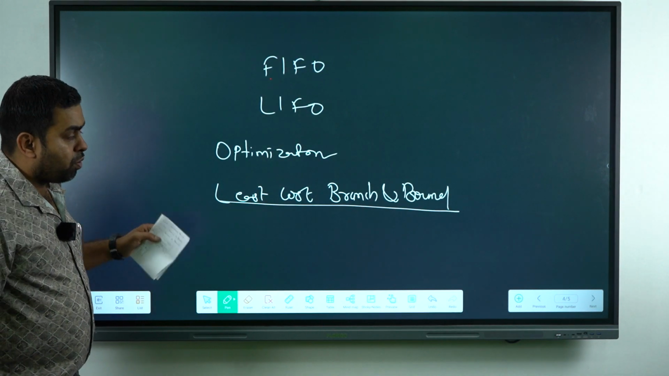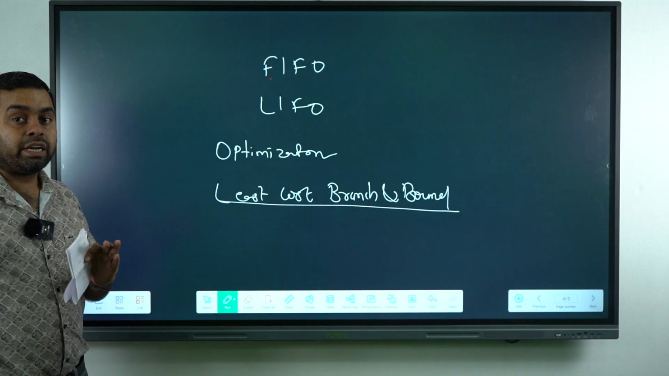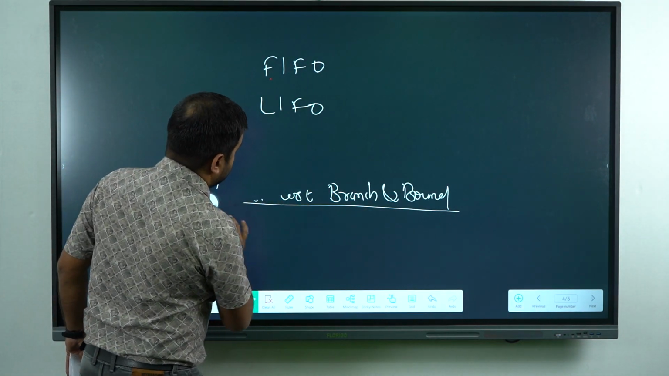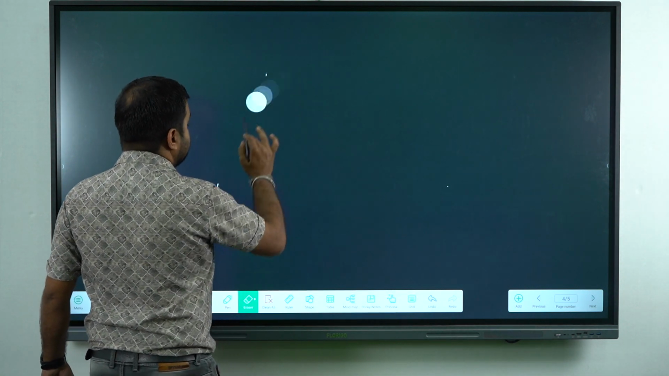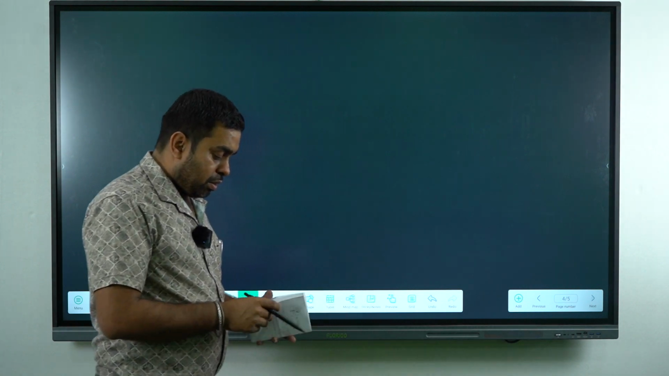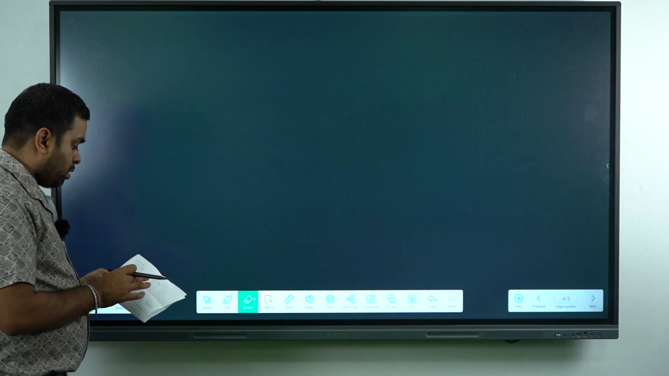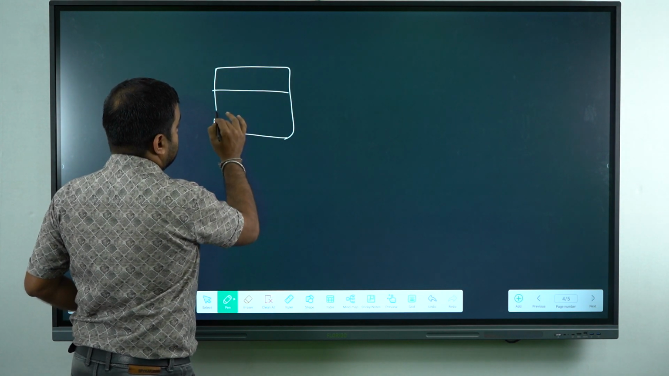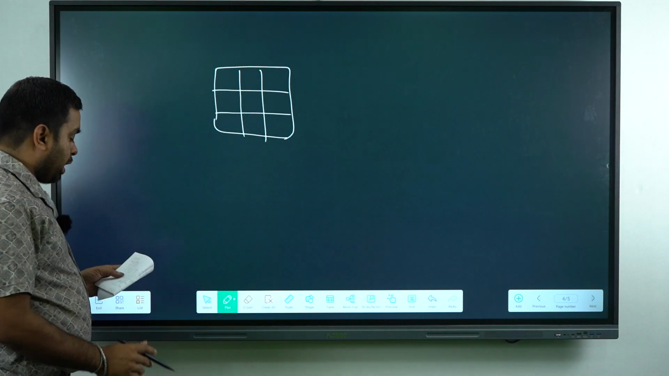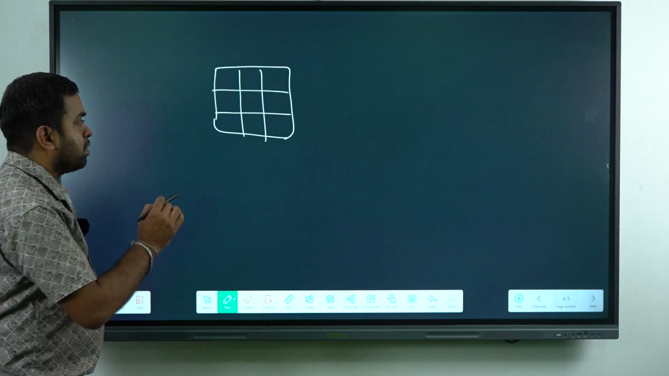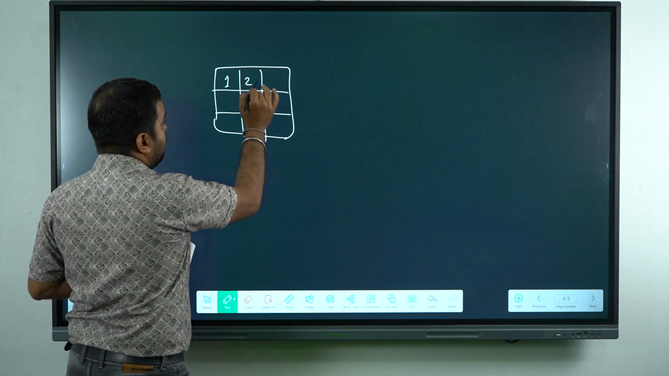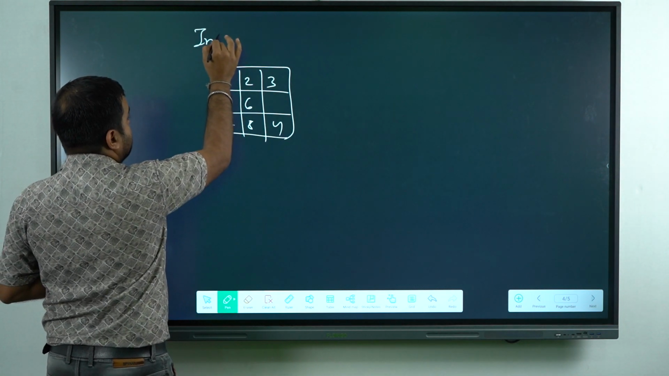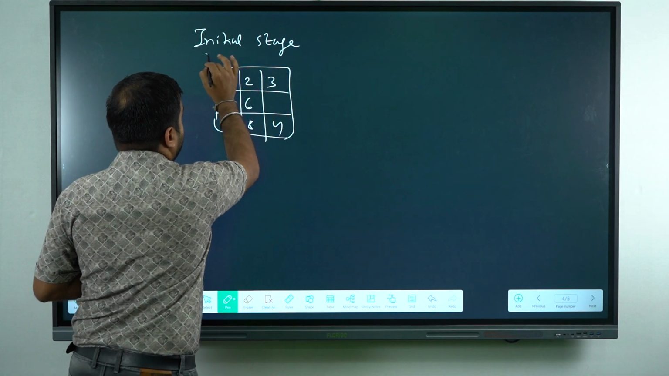Okay. So now I have to explain the least cost branch and bound using a famous example, which is the 8 puzzle example. What is the 8 puzzle? I am taking an example question. For the 8 puzzle, that puzzle is divided into 9 different parts and 8 tiles are filled with numbers. Okay, we take the example 1, 2, 3, 5, 6, 7, 8, 4. This is your initial stage.